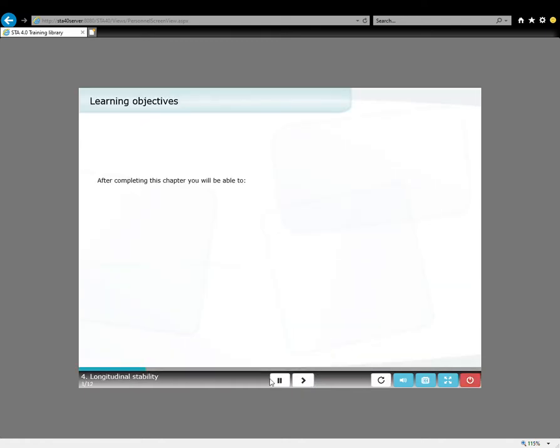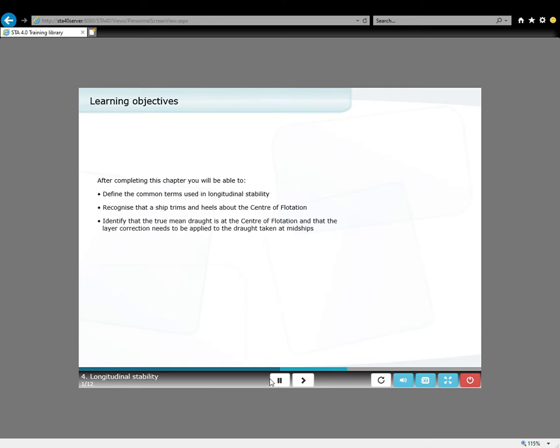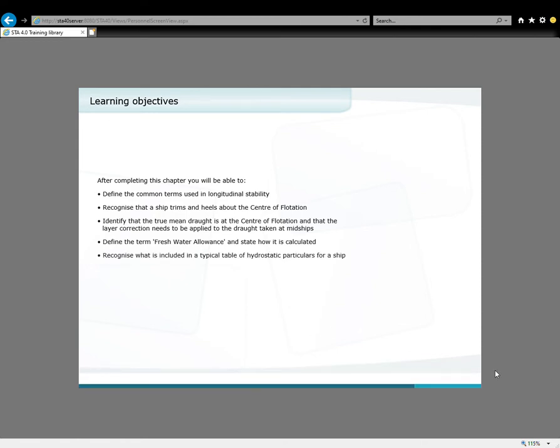After completing this chapter, you will be able to define the common terms used in longitudinal stability, recognize that a ship trims and heels about the center of flotation, identify that the true mean draft is at the center of flotation and that the layer correction needs to be applied to the draft taken at midships. Define the term freshwater allowance and state how it is calculated. Recognize what is included in a typical table of hydrostatic particulars for a ship.